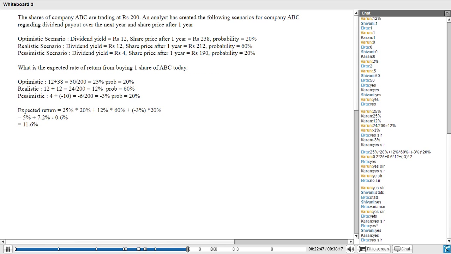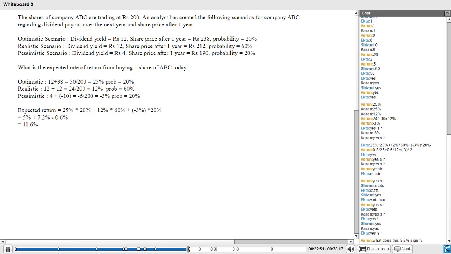Now let's move to the next whiteboard. We had calculated the expected return for ABC. Now can we write down the expression for the variance in this case? For company ABC, if we want to measure risk, we need to first calculate the variance. So can we write the expression in this case?